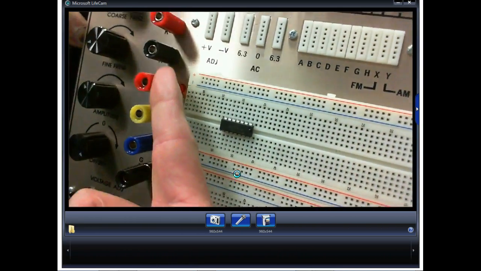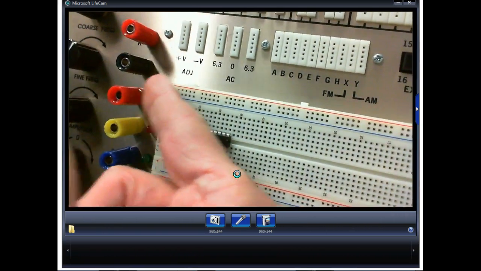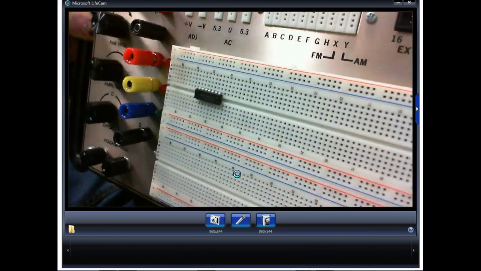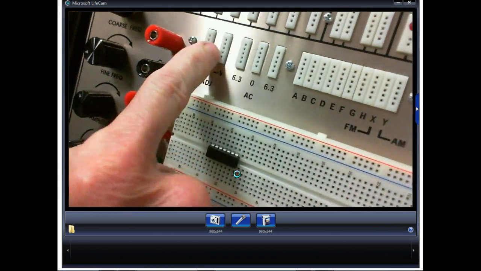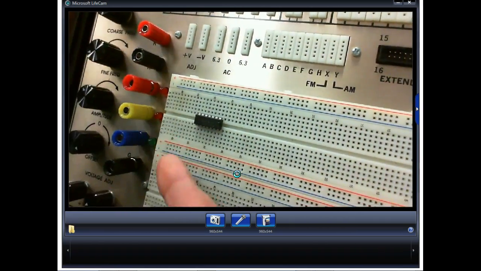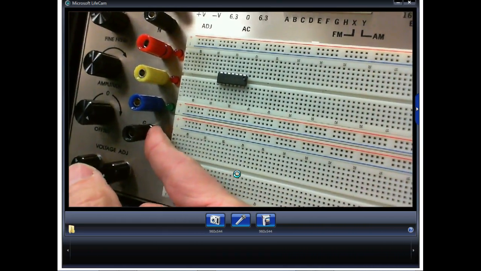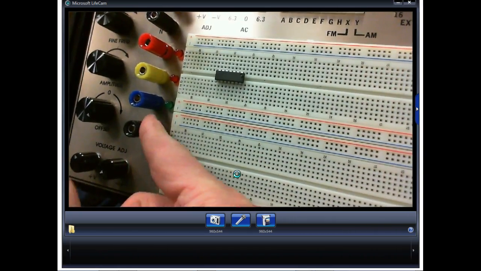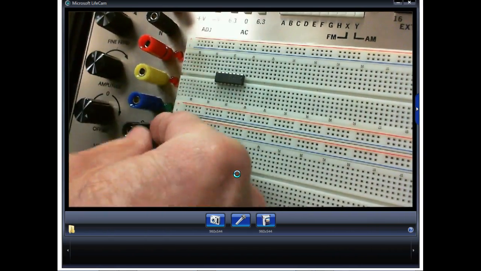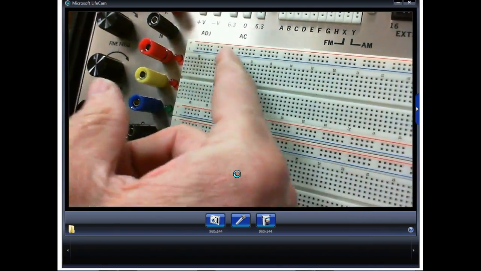And of course, here's our 5-volt supply. So we're not going to use the variable supplies in this lab. We're going to use the 5-volt supply. This right here is what? That's common. Okay. Are we okay? We're going to use the generators a little bit.